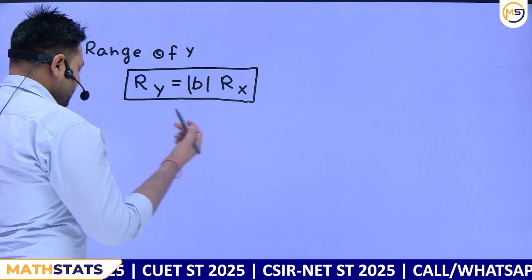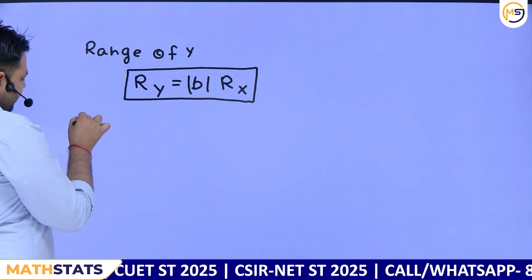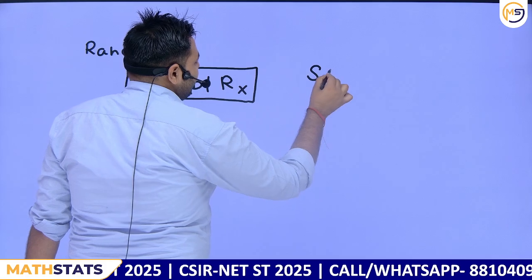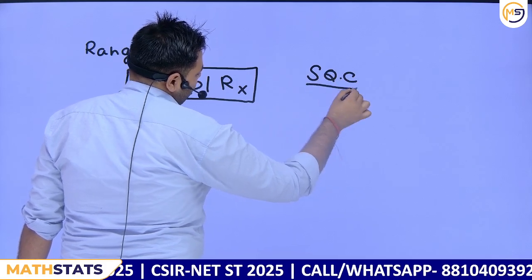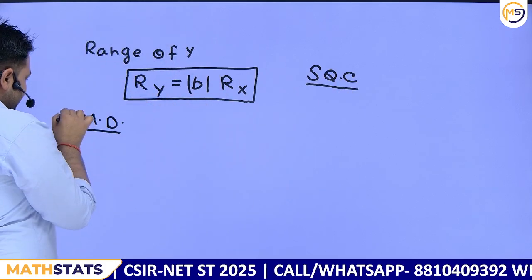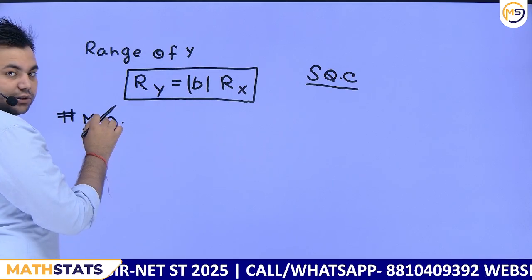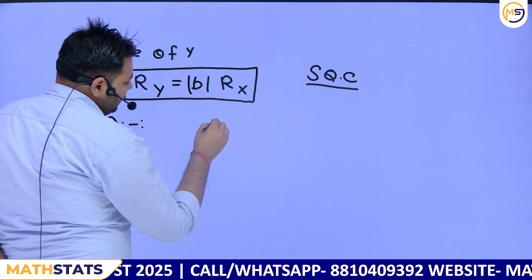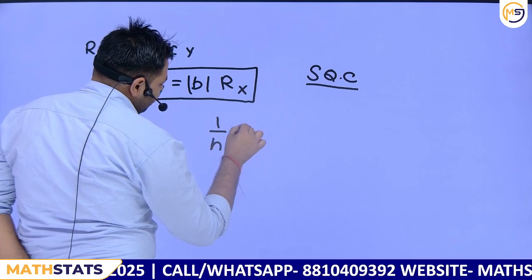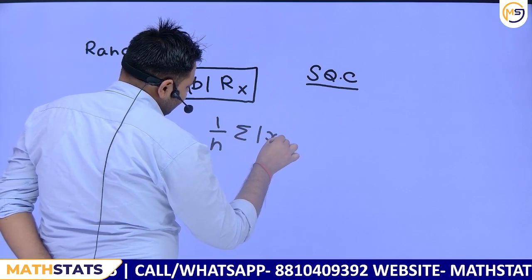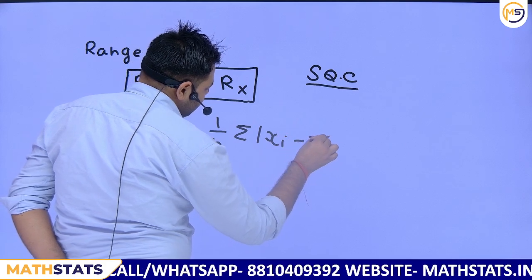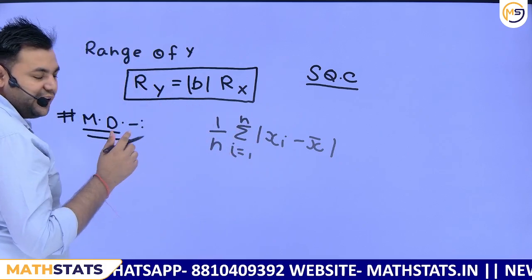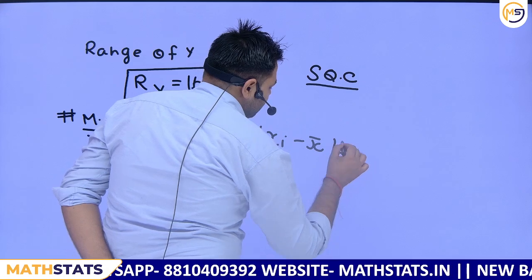Now we are discussing mean deviation. Range is used in SQC, statistical quality control. So now I am discussing mean deviation. What is mean deviation? Mean deviation is 1 upon n summation of mod of xi minus x bar, i equal to 1 to n. This is the formula of mean deviation.